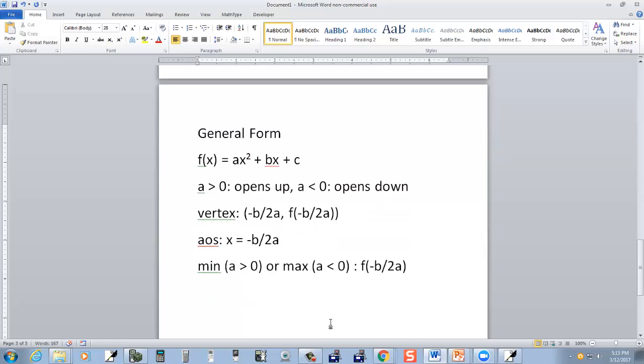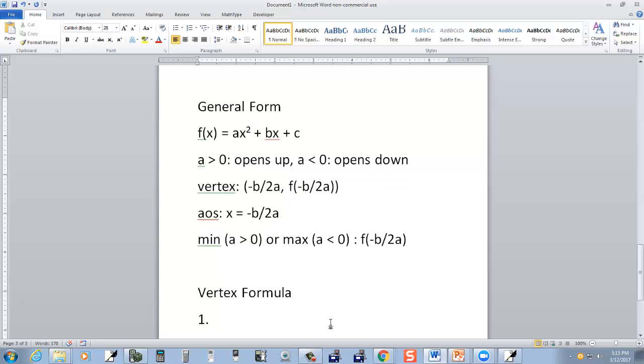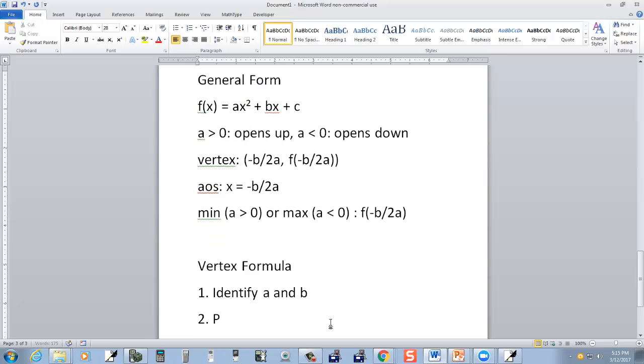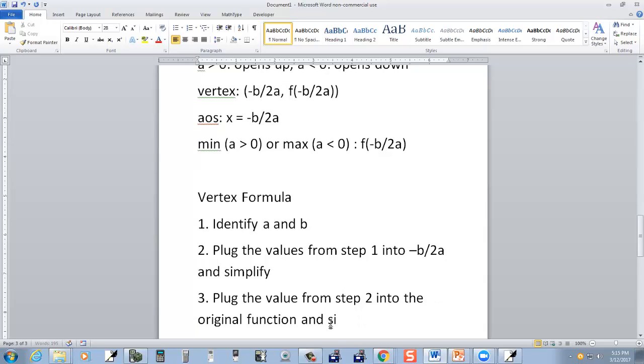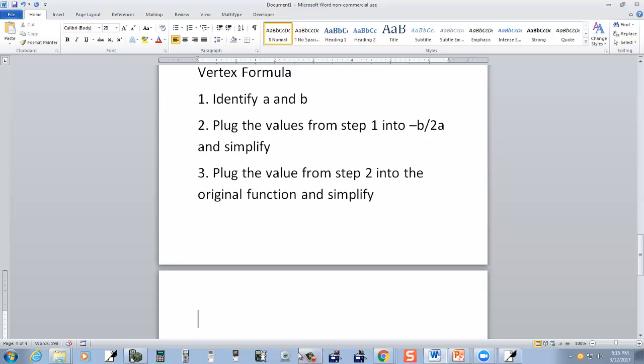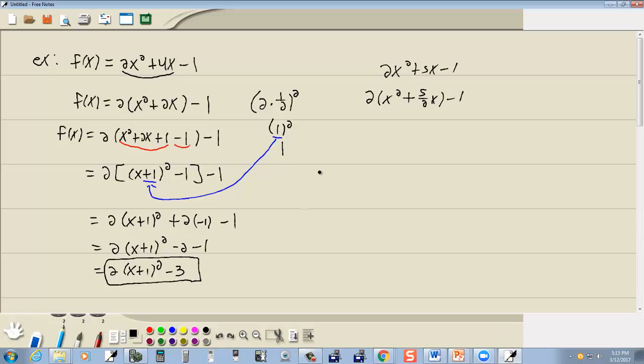Now that vertex formula you see right there is actually referred to as your vertex formula. It's got a very clever name. And it's got 3 steps. Step 1 is to identify a and b. Step 2 is plug the values from step 1 into negative b over 2a and simplify. And step 3, plug the value from step 2 into the original function and simplify. Now I'm going to find all the different components of this. So I'm going to work an example or find everything.